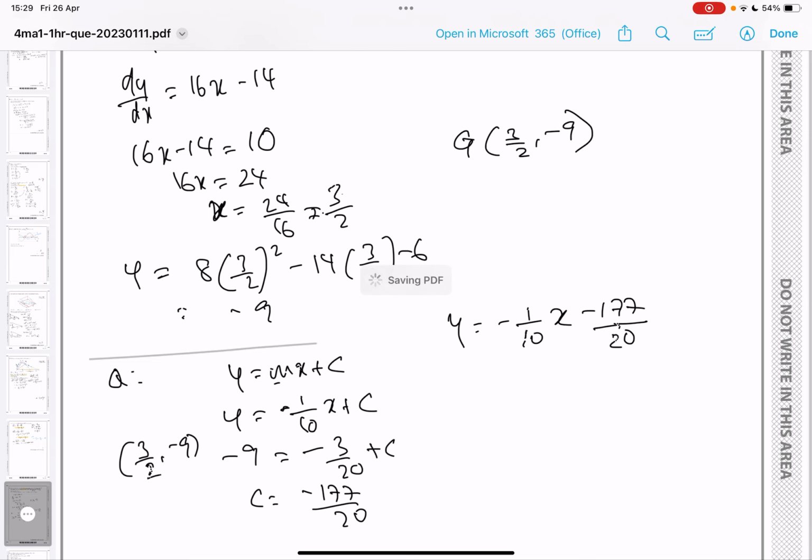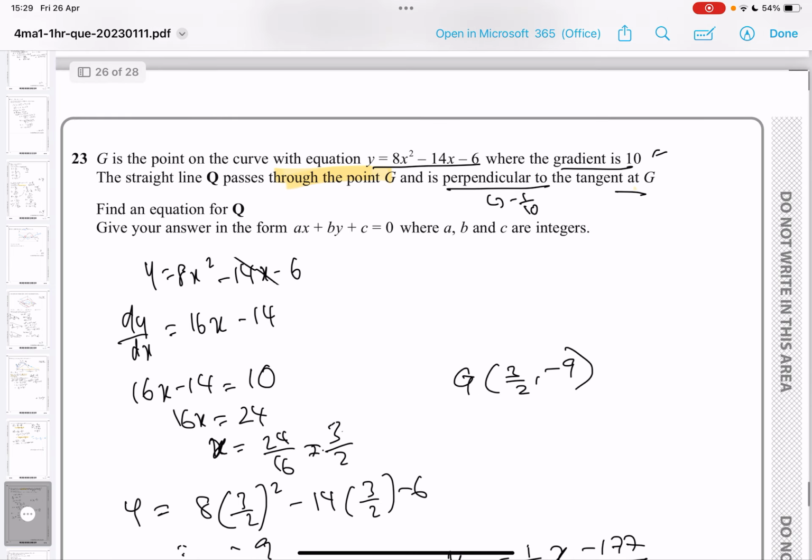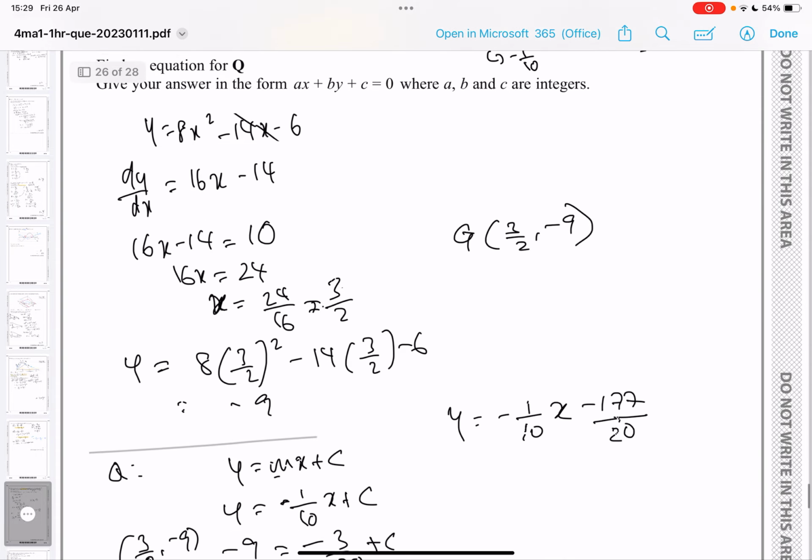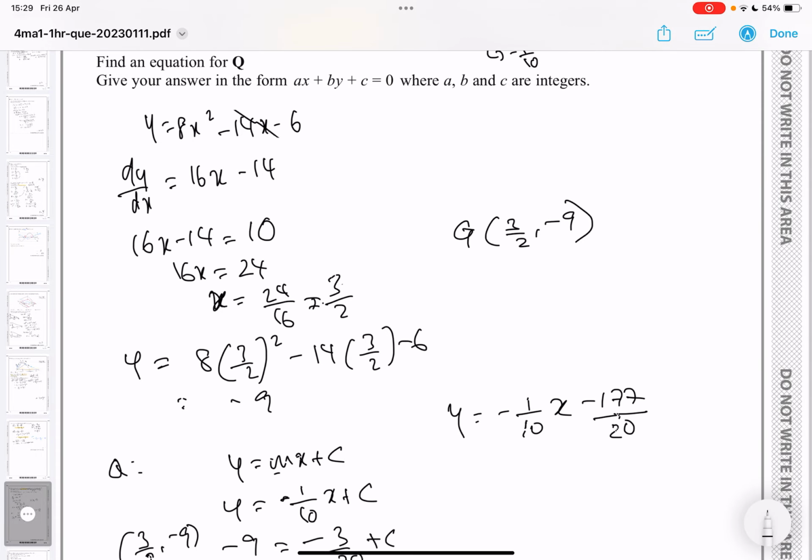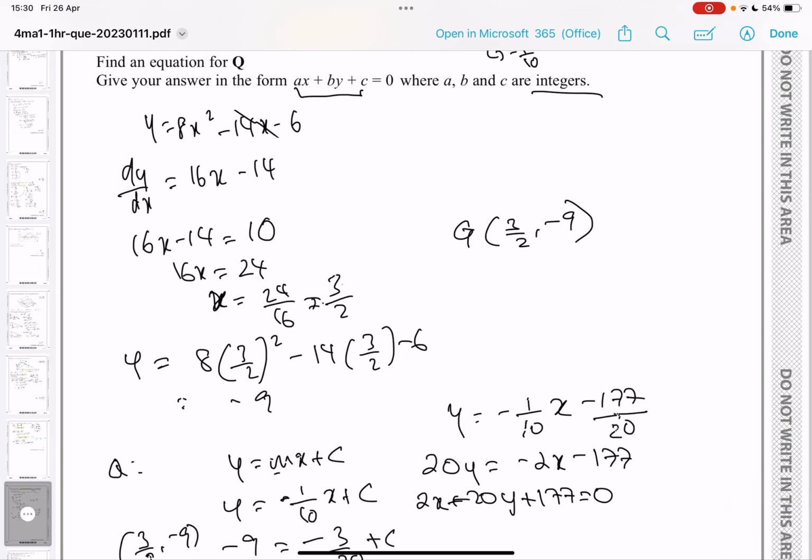But remember, they've told us that we have to give the answer in the form ax plus by plus c. Okay? So we need to make sure that there's no fractions, and because it says all of those are integers, so multiply the whole equation by 20. So we get minus 2x minus 177, and now add 2x and add 177 to both sides so that we get this format. Okay, so 2x plus 20y plus 177 is equal to 0. So that's our final answer.